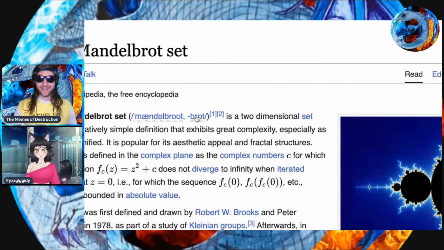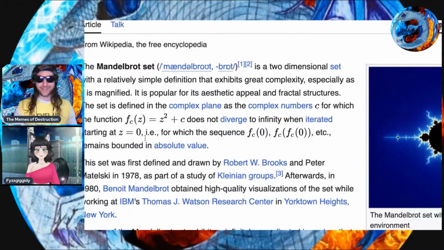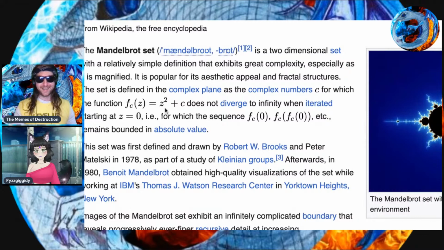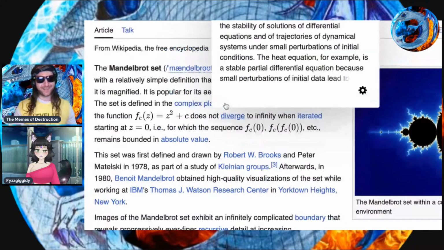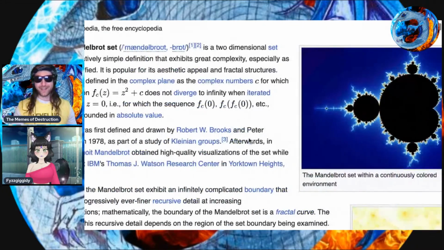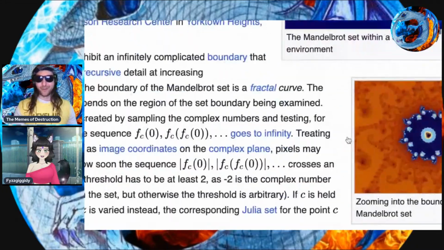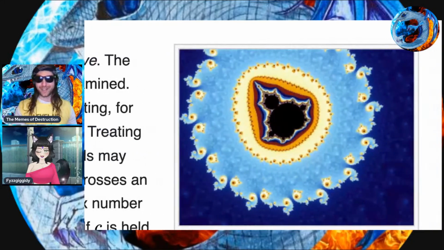It's literally this. You set your function as z squared plus c, and it does not diverge to infinity when iterated. So basically, it gives you this thing, but here's what happens when you start zooming in.